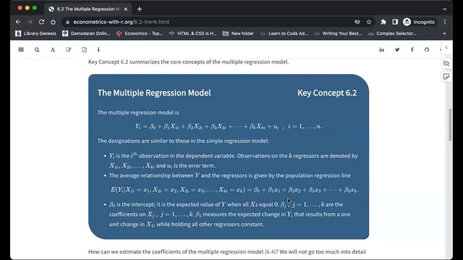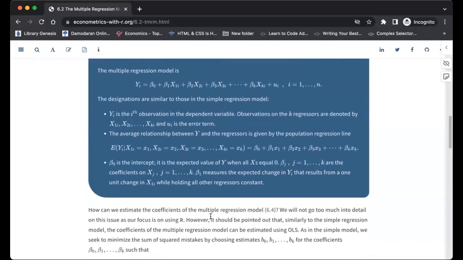And beta 0 is the intercept. It is the value of y when all the x's are 0. And the beta j's are the coefficients of the xj's. Sorry, beta 1 measures the expected change in y that results from a 1 unit change in x1, holding all the others constant. So in a sense, it just summarizes what I've just said.